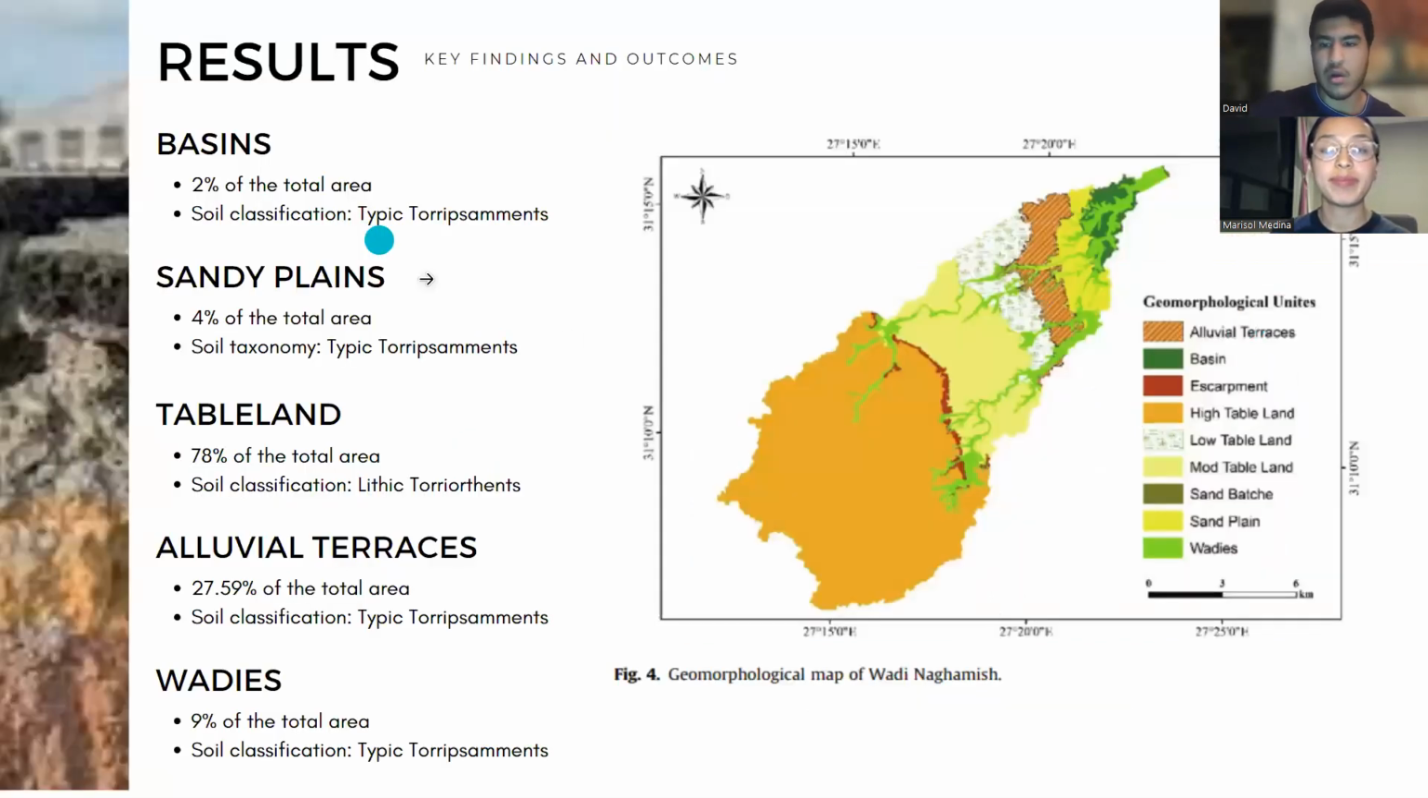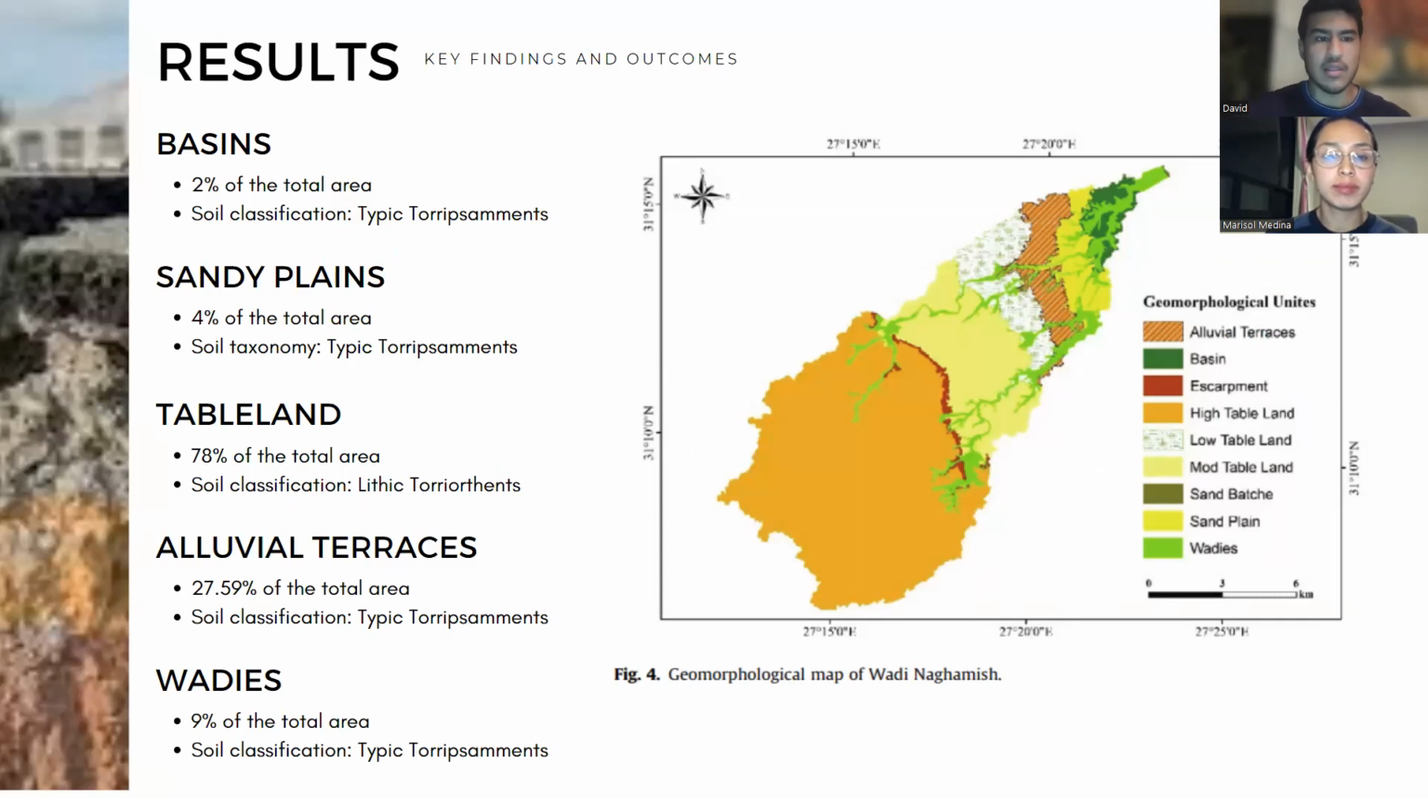Okay, and now we are going to talk about a little bit of the results. And before talking about the actual results of the study, we have to mention some of the key findings that were made. And first, they studied the geomorphological units of this Wadi Nagamish. And here they are presented.